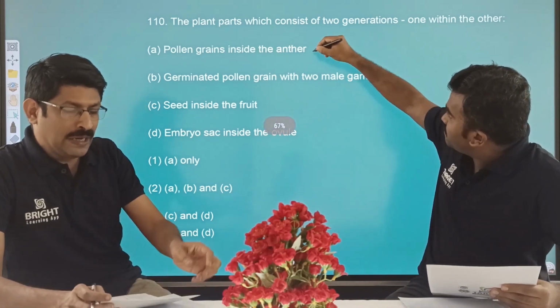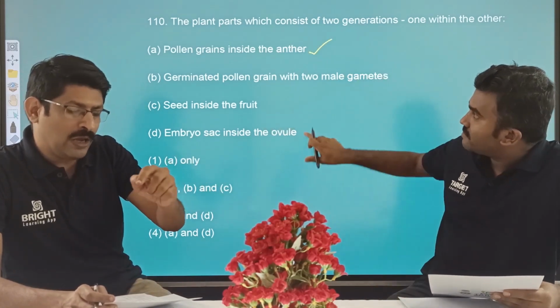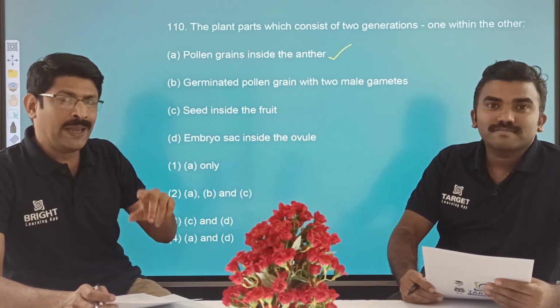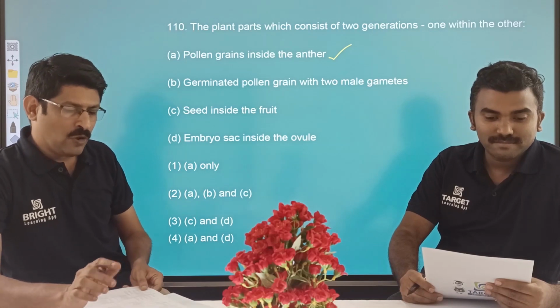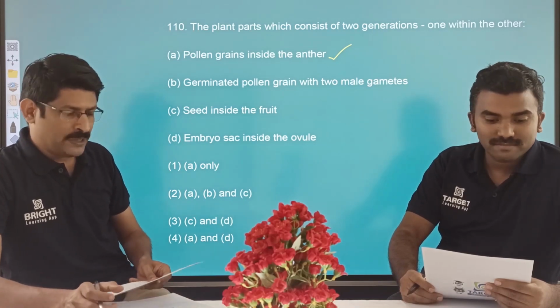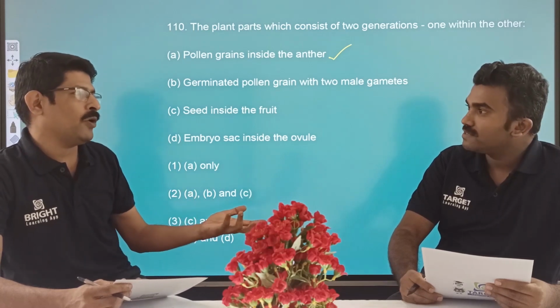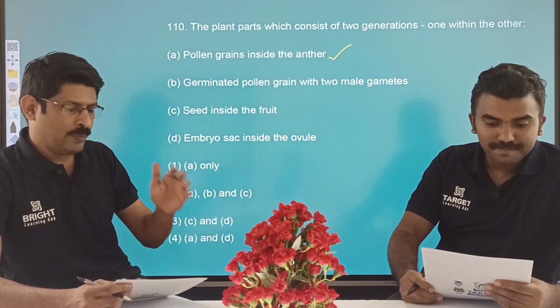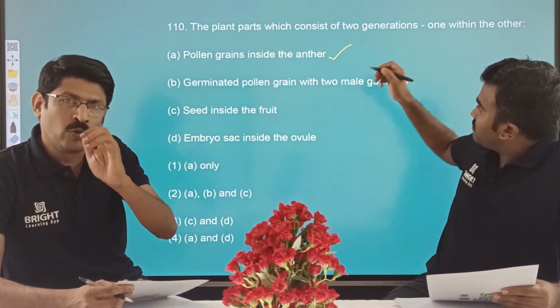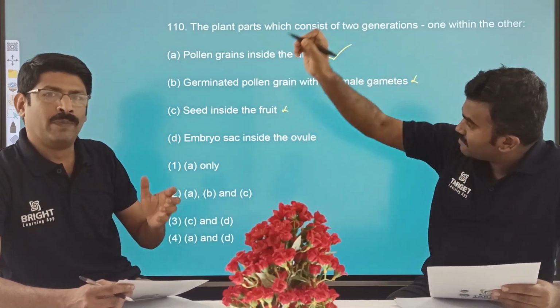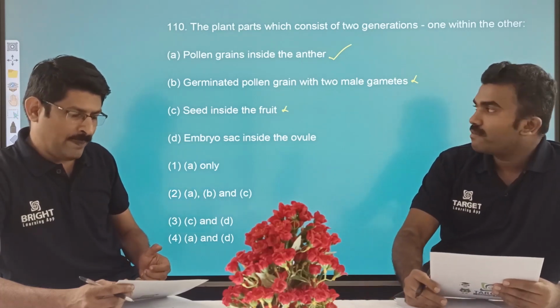Germinated pollen grain with two male gametes. The germinated pollen grain is a haploid generation and the male gamete is also a haploid generation, so we cannot take that option. Seed inside fruit: both are diploid because it is a product of fertilization. The fruit develops from the ovary, and the ovary is a diploid part. The seed is also a diploid part because it develops from the ovule.